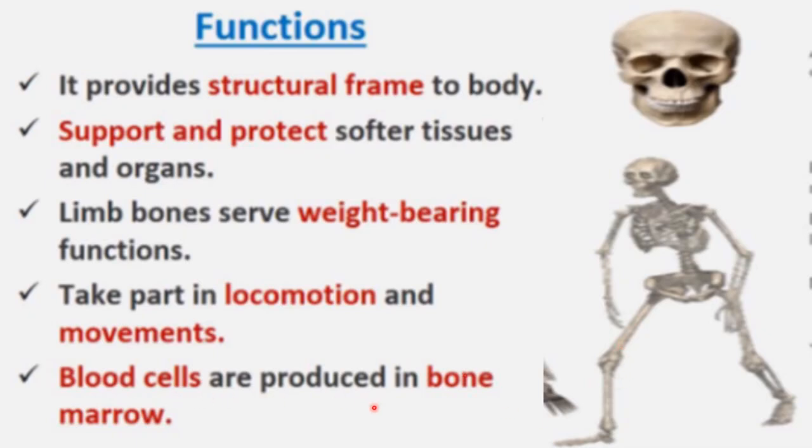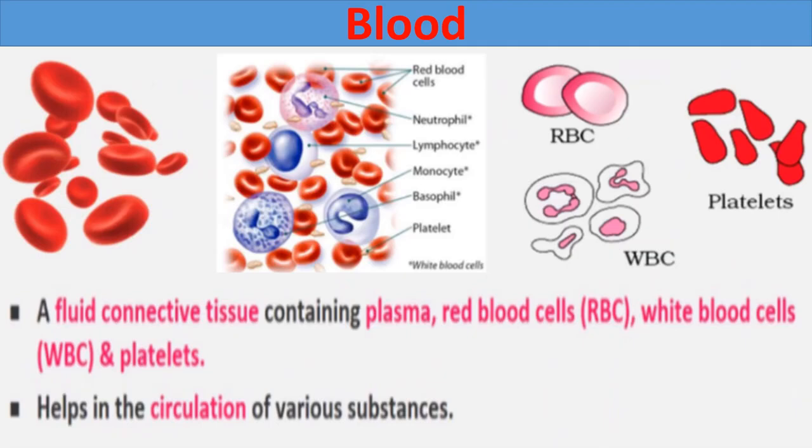Blood cells are produced in bone marrow, which is present in our bones. So blood cells are produced in that. That's why bones are very important for making blood cells as well.